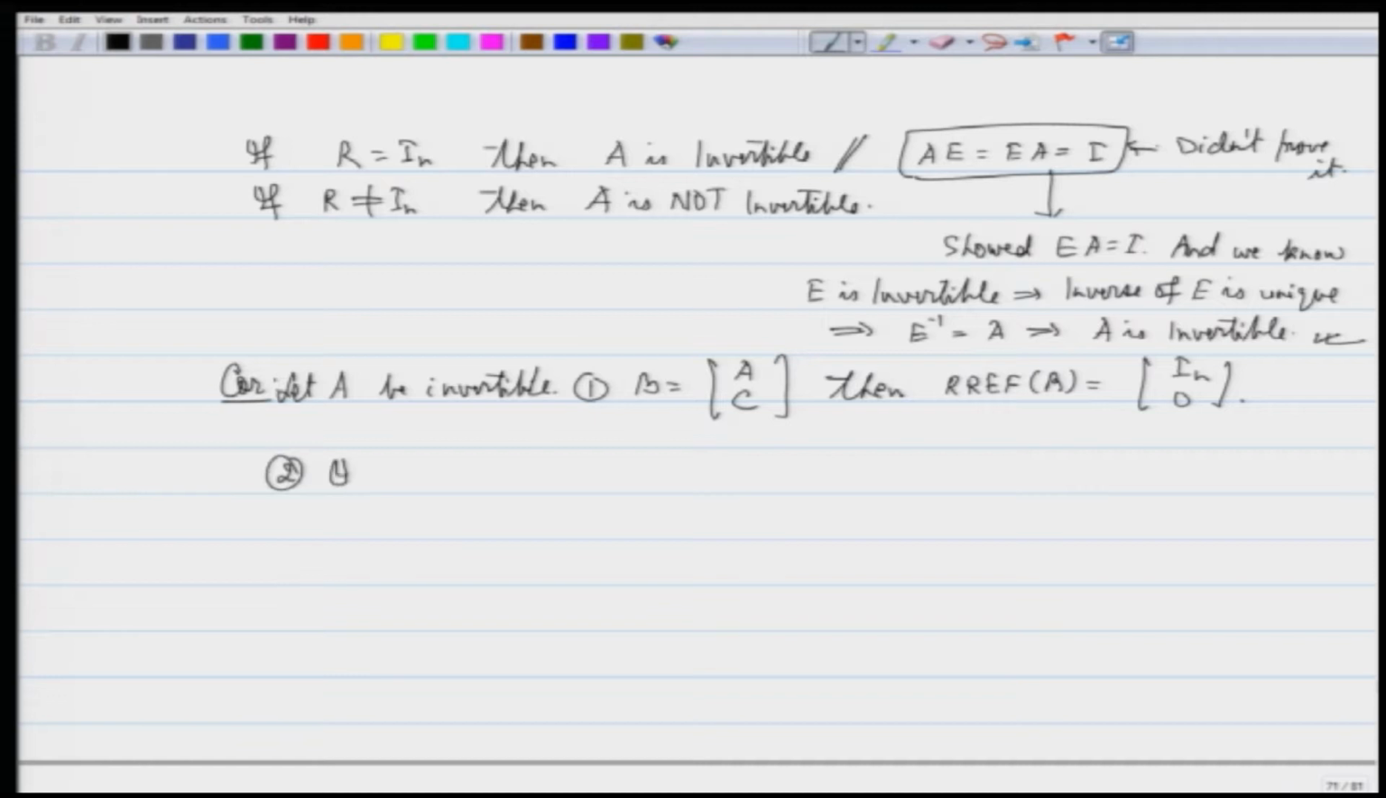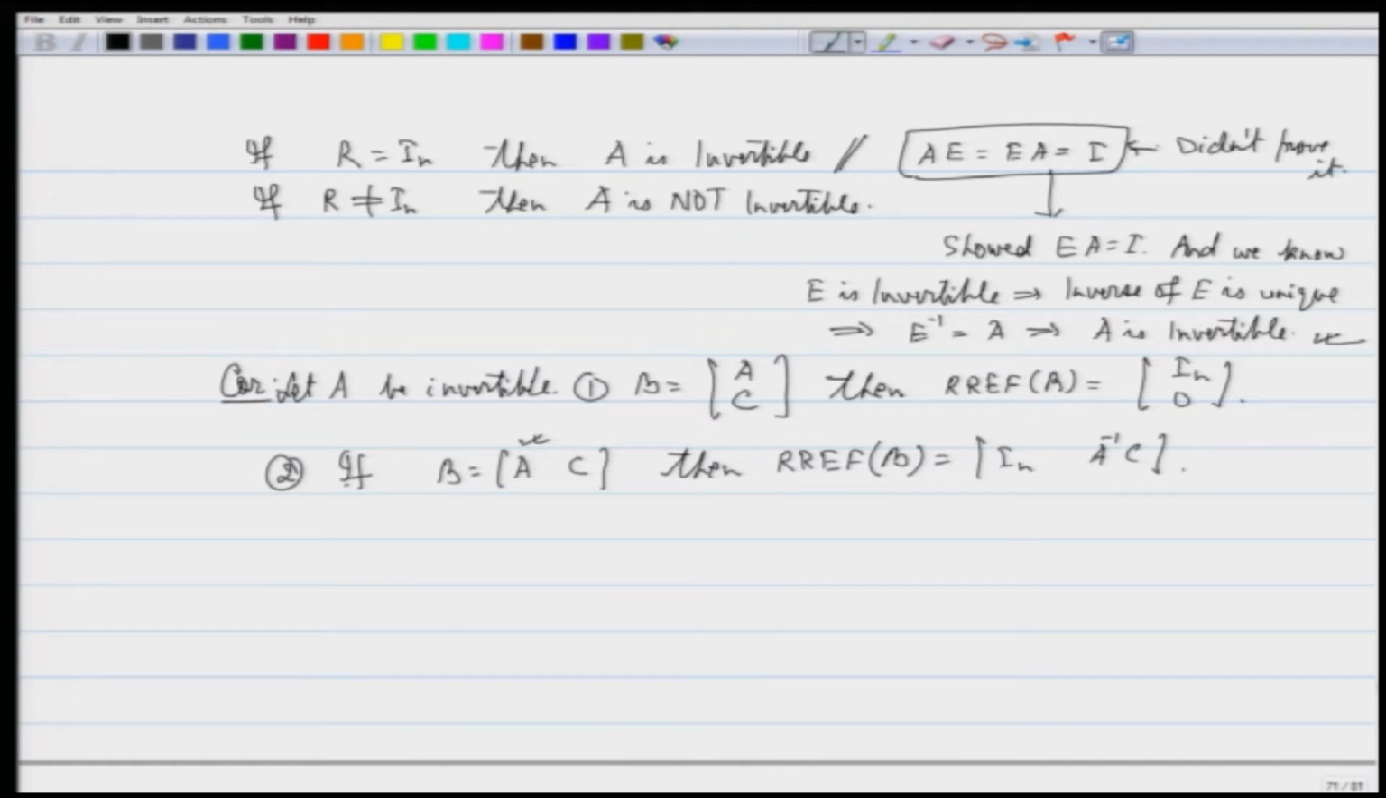Second, if B is A times C, then RREF of B is IN and whatever it is. Since I am multiplying by A inverse to get identity here, it will be A inverse of C, fine. So, you have to keep track of this, so that those ideas can be used at a later stage. I will not prove it, we will just take it as it is, fine.